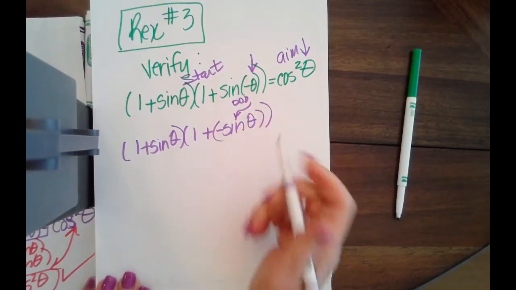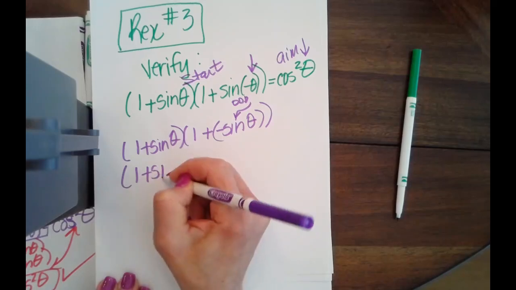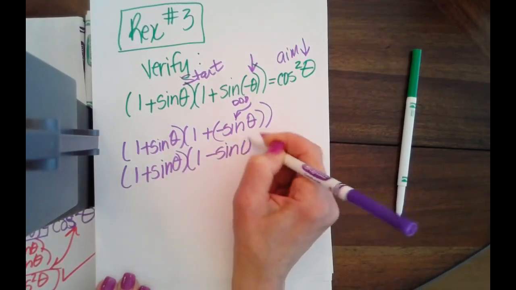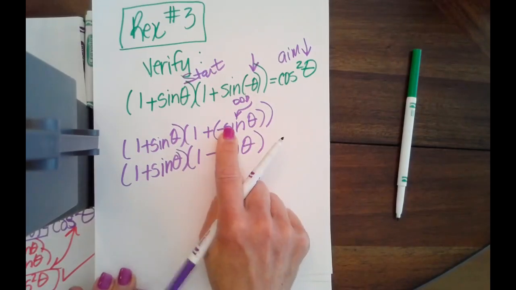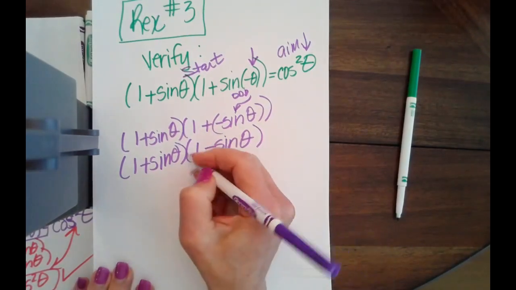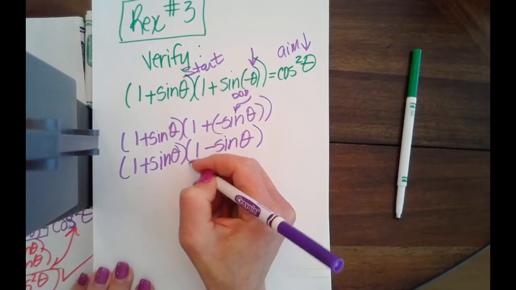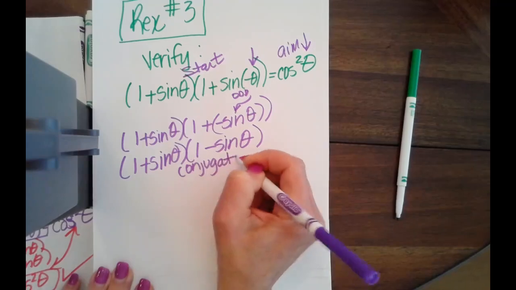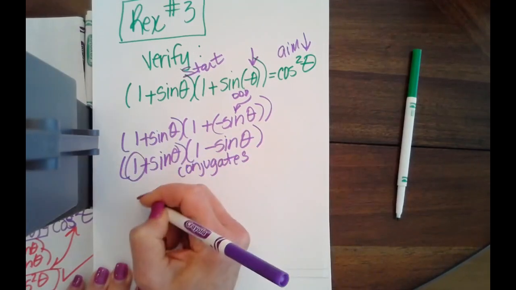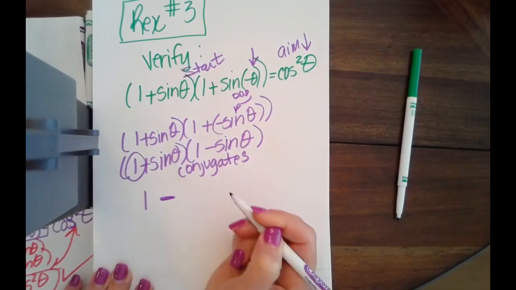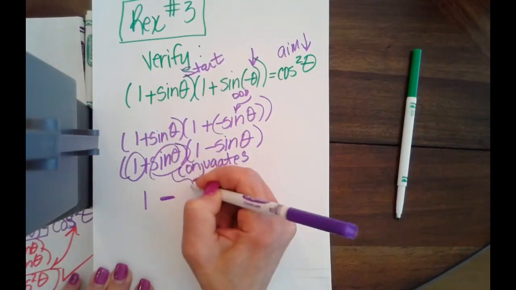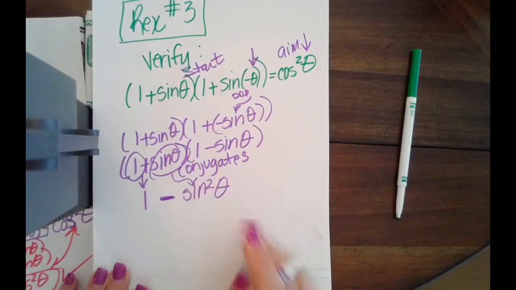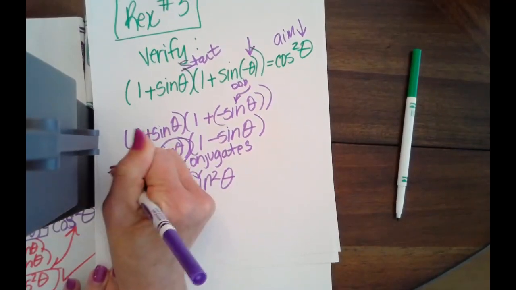All right, we can rewrite this yet again: 1 plus sine of theta times 1 minus sine of theta, because that's the same thing. And now I bet you recognize that what you have here are conjugates. Conjugate multiplication, you don't have to FOIL it. You simply square the first term, always subtraction, and then square the second term. So we squared the first term, and that's going to be sine squared of theta. Let me put little arrows so you can identify the steps.